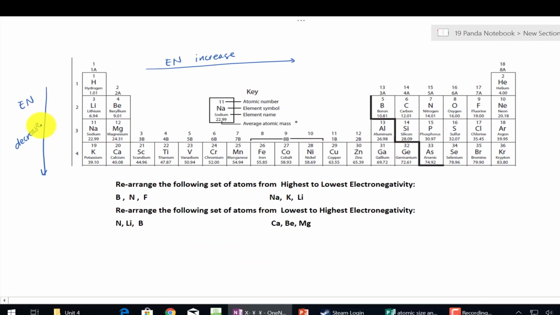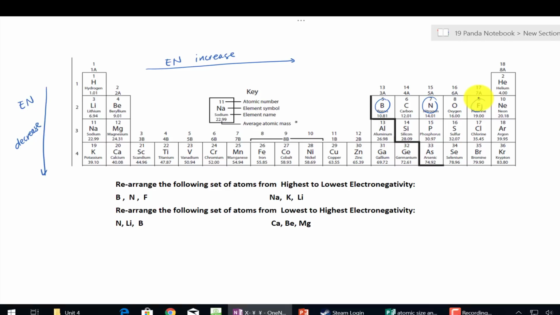So for this task, we are going to rearrange the following set of atoms from highest to lowest electronegativity. Here I have B, N, and F. So B is right there, N is right there, F is right there. I circle them so that I know where they are on the periodic table.